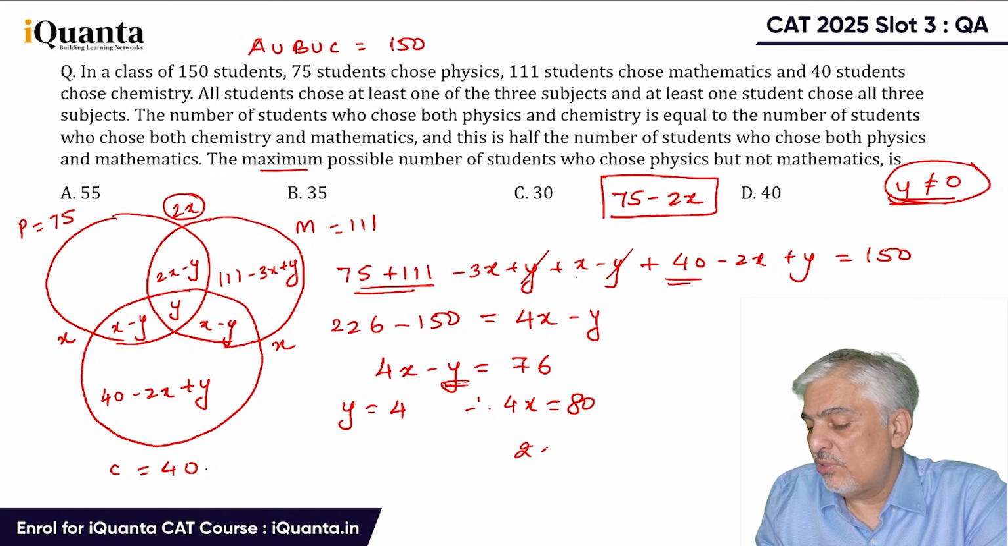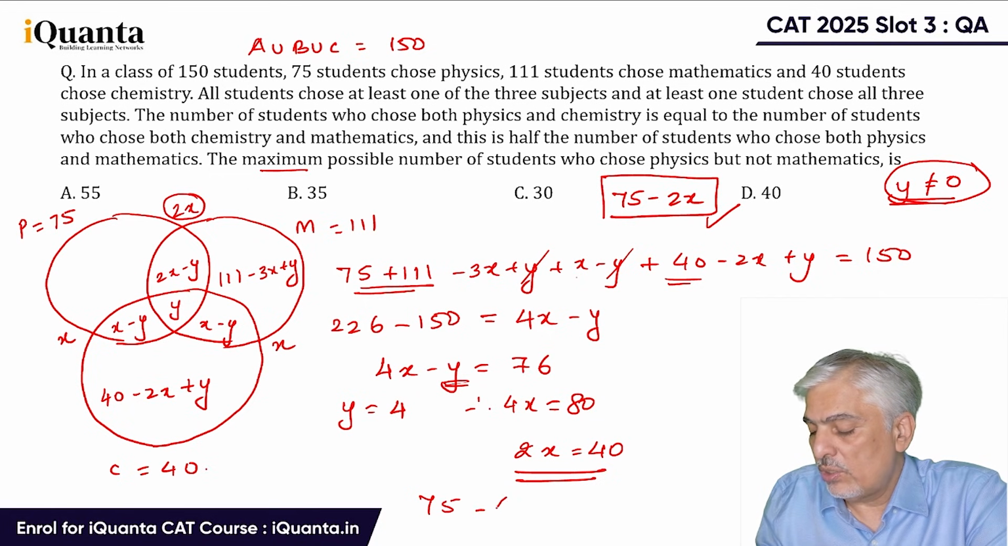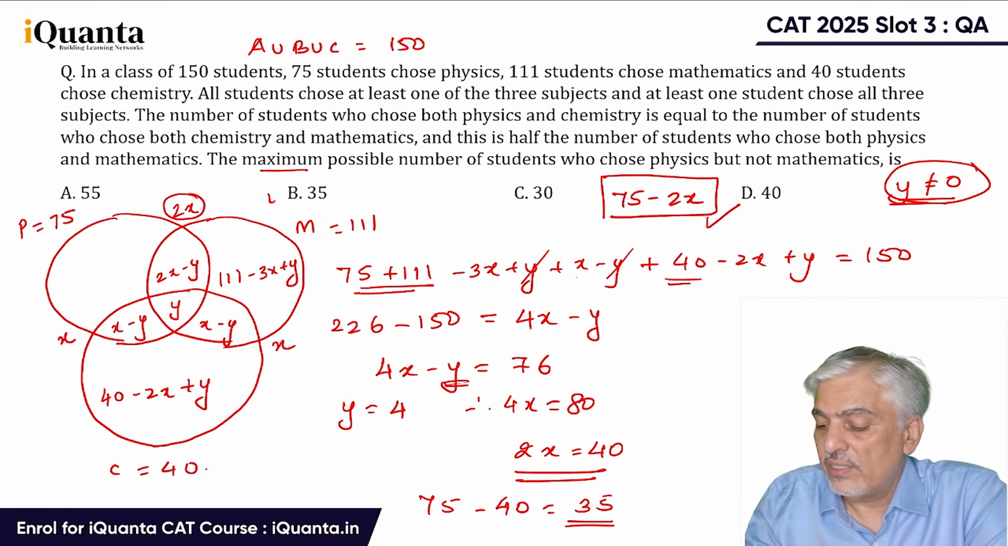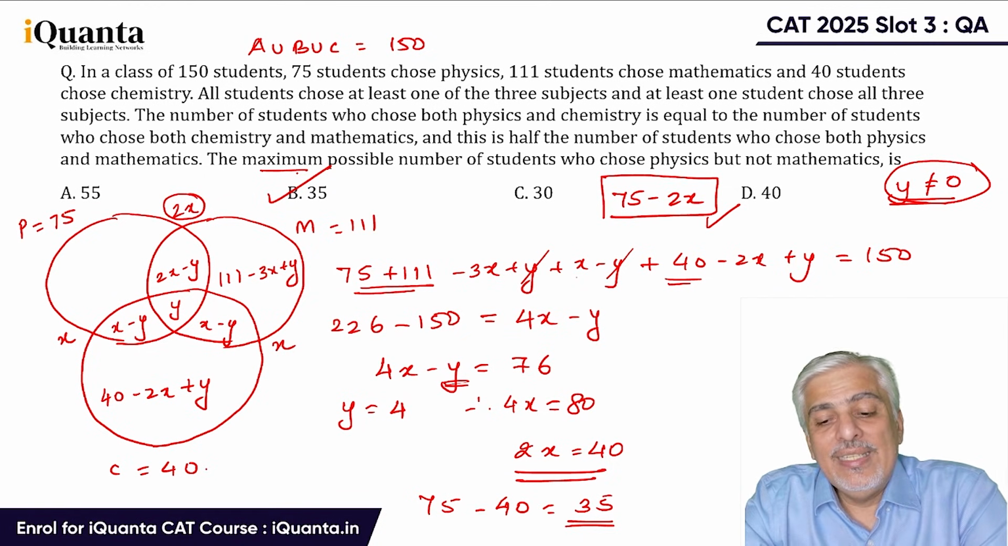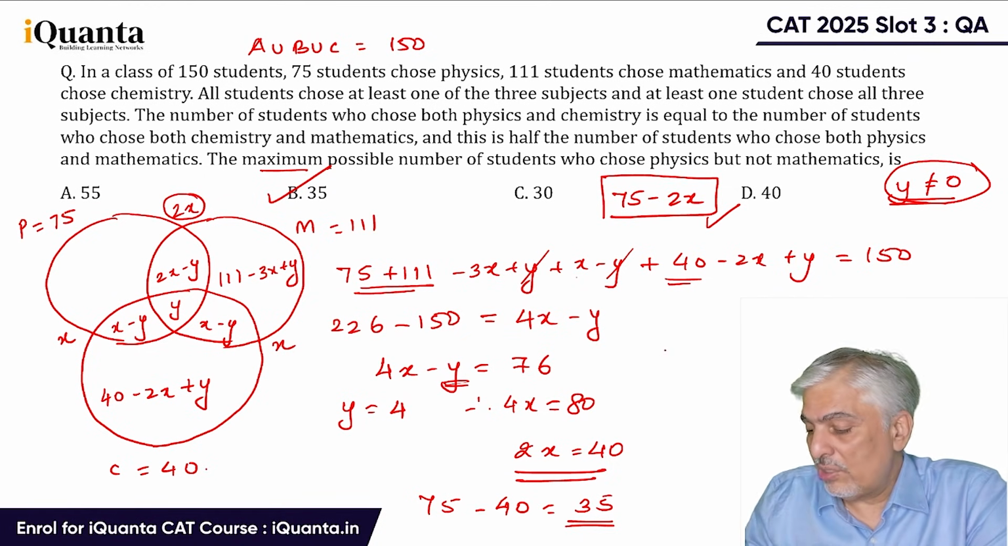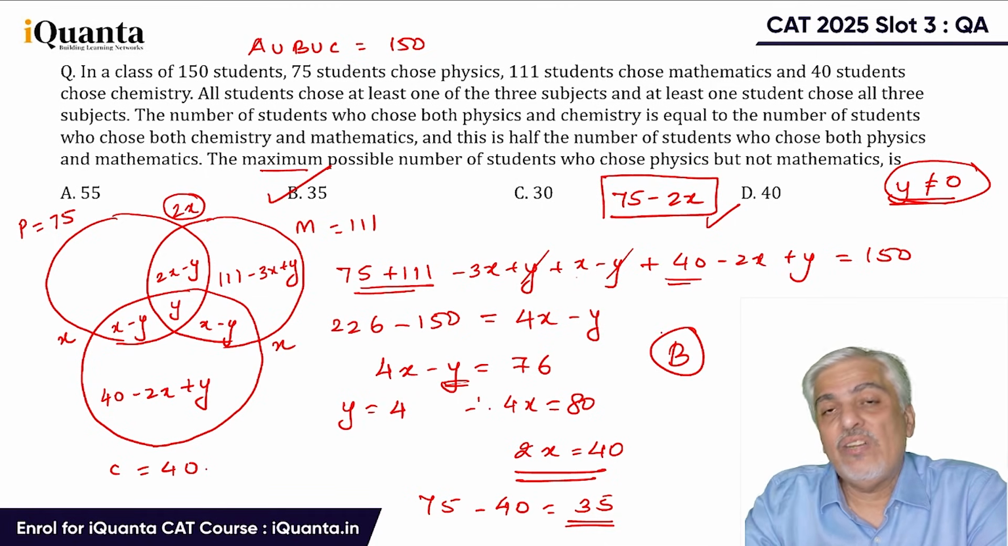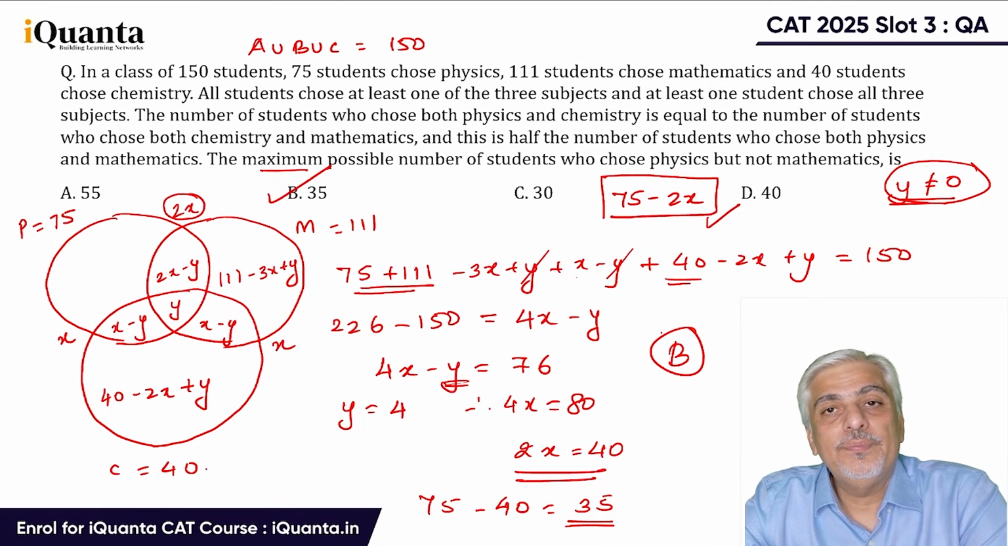therefore 2x becomes 40. Okay, 2x is 40, you want to find 75 minus 2x, so 75 minus 40, which is 35, which is option B. Interesting question, slightly long read, maybe only because of that it was a level B, otherwise very frankly it could have been a level A.